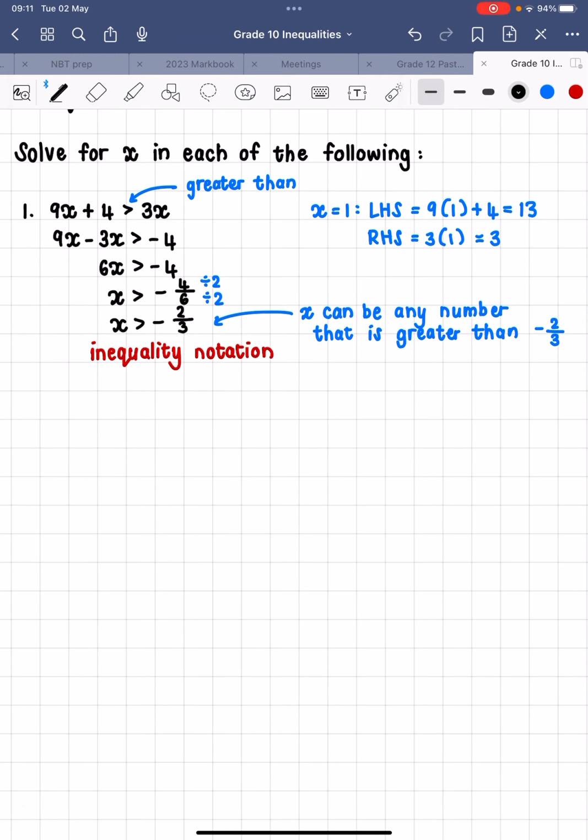Alright, but I'm also going to write this in interval notation. That is like the notation that we used with the trig graphs, right? Where you say x is an element of, and then you write your values.